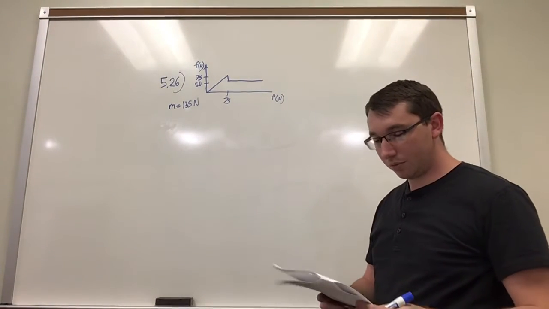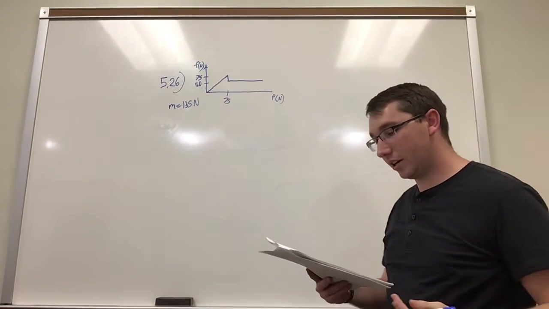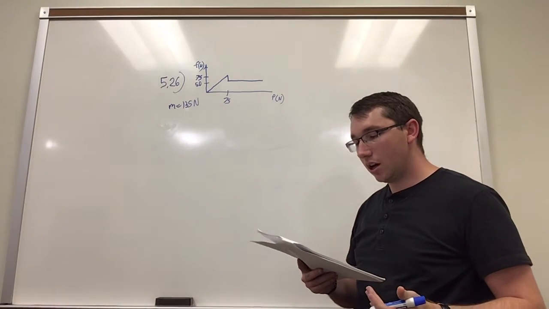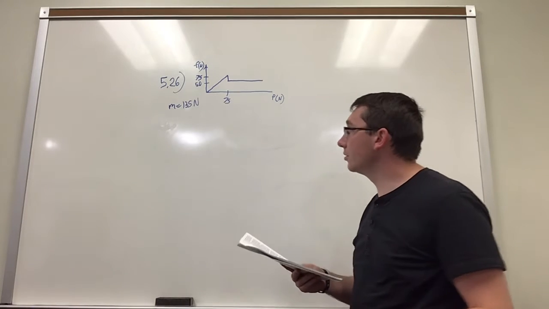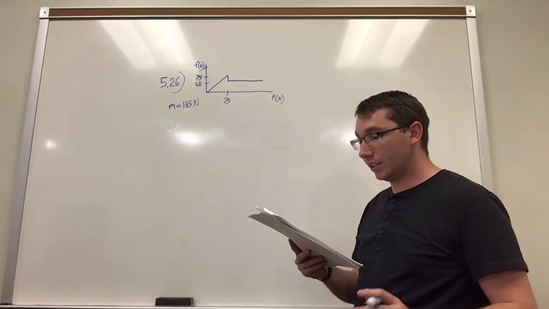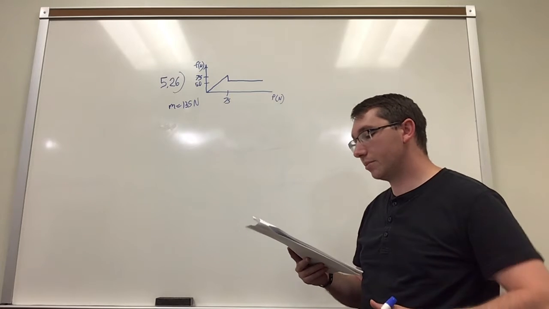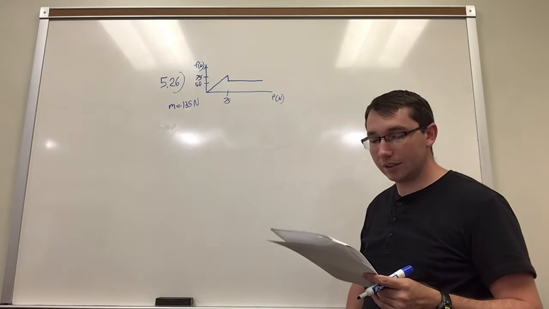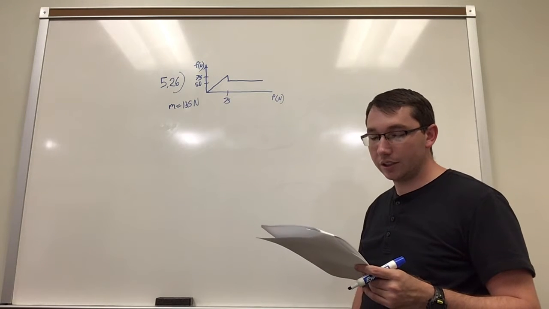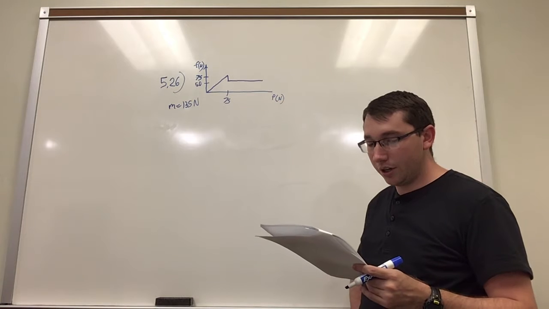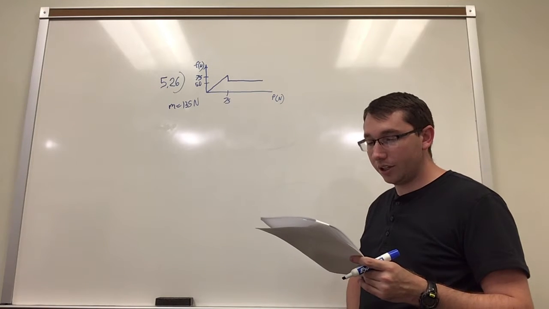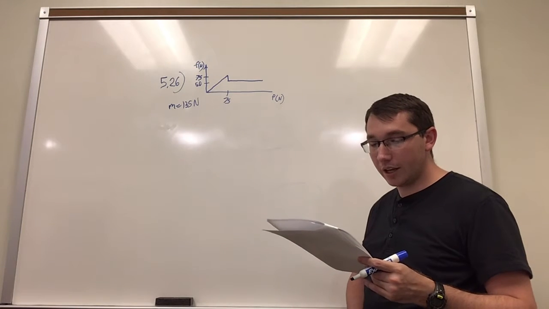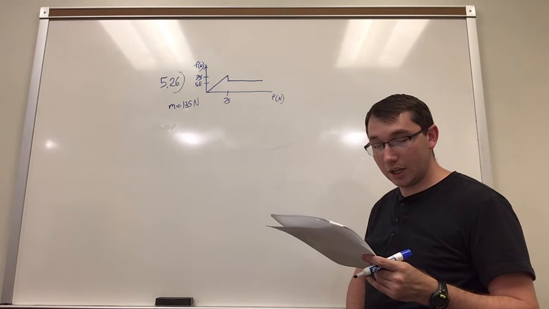Alright, so this time we're doing problem 26 from chapter 5. The problem says, in a laboratory experiment on friction, a 135 Newton block resting on a rough horizontal table is pulled by a horizontal wire. The pull gradually increases until the block begins to move and continues to increase thereafter. Shown in the figure is a graph of the frictional force on this block as a function of the pull.